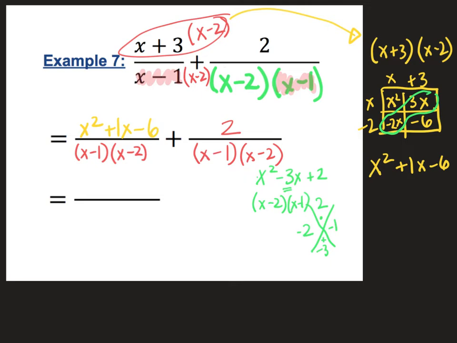At this point, we have both of our denominators that match. That's great. So again, my denominator for my final answer is going to be x minus 1 times x minus 2. And then we just need to combine our like terms. So I noticed we have x squared.